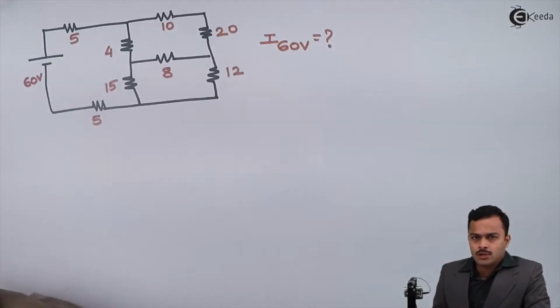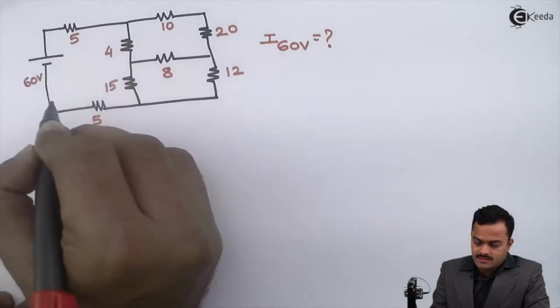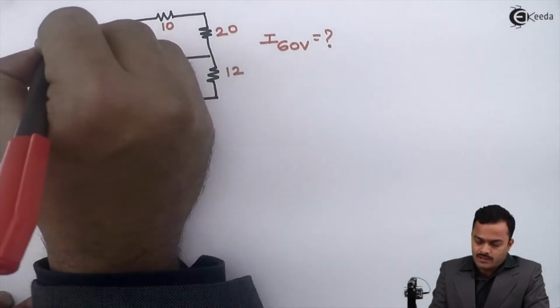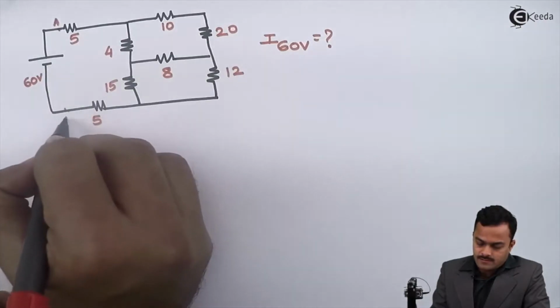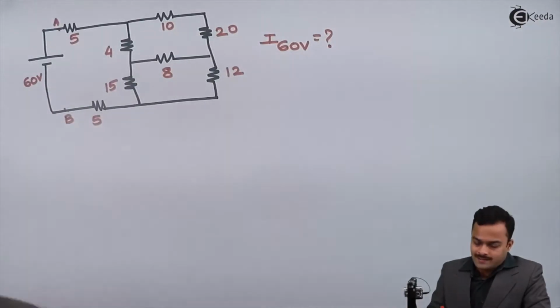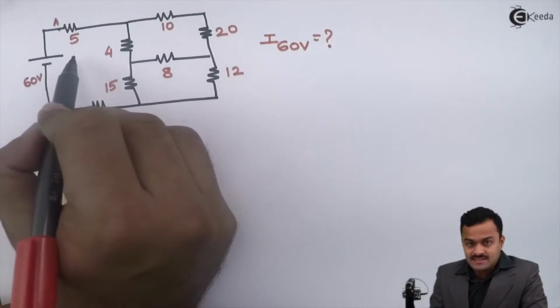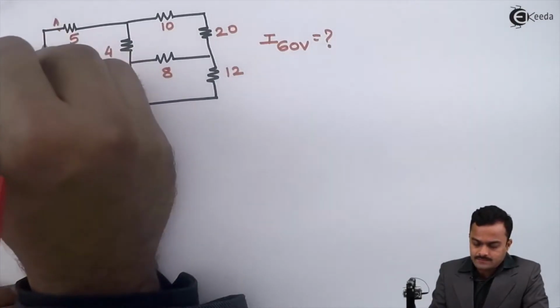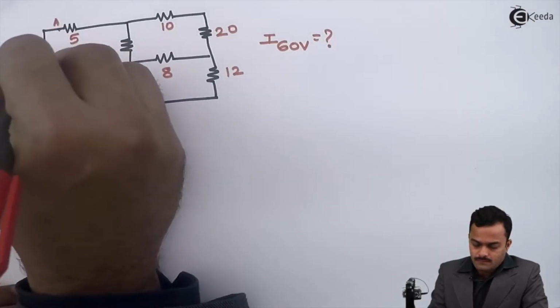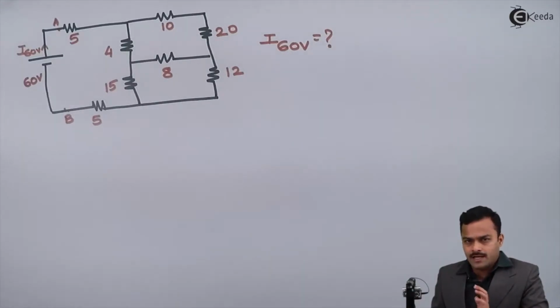So the logic is we have to find out equivalent resistance between these 2 points. So I will mark these points as A and B, so that after finding RAB, the circuit will have resistance RAB along with a battery, so that I can get this current by simply applying Ohm's law, I equals V by R. So the objective is we have to find out RAB first of all.